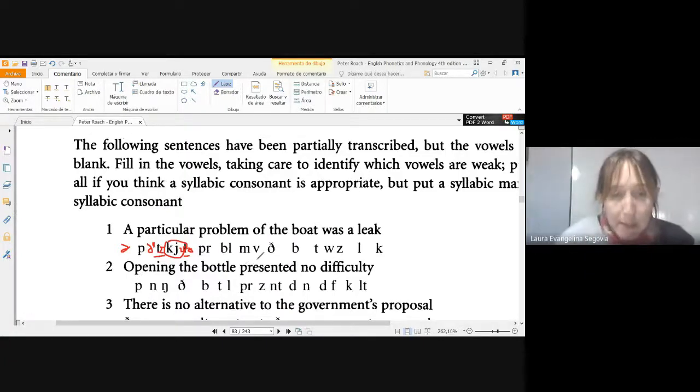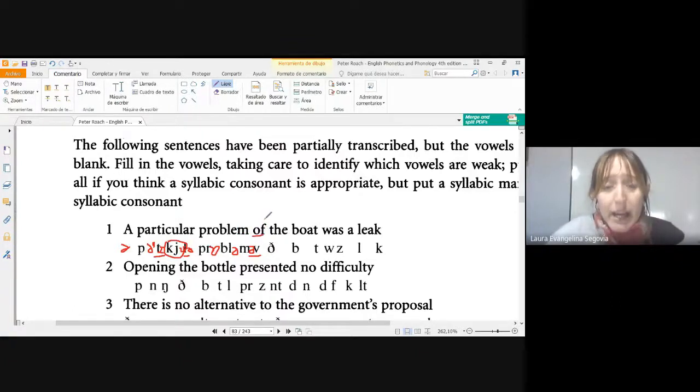Let's go with problem. Pro, short o, problem, blum, schwa here. Problem, again, pro, a strong syllable, blum, center de schwa, weak syllable. Problem of, ¿sí? Acá, esta, uy, Dios, el pulso Parkinson tremendo.